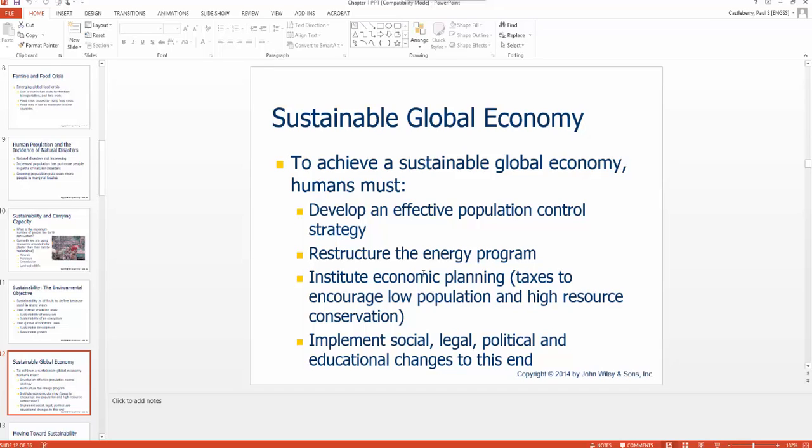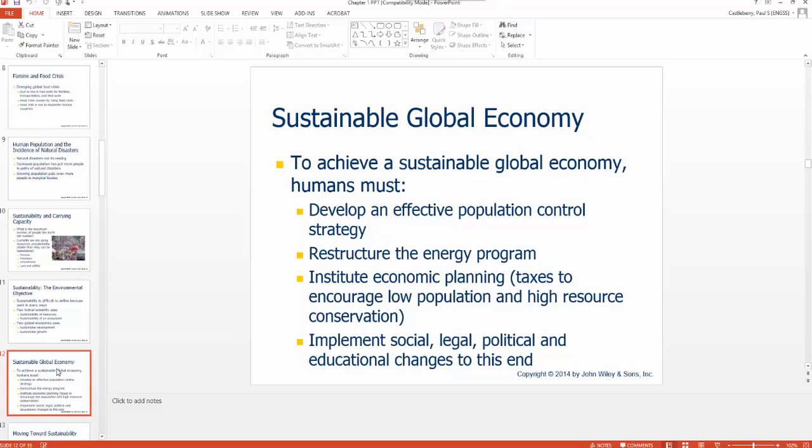Looking to completely restructure our energy programs, which has been looked at since at least the 60s and 70s. We can institute some economic planning, including a tax structure, for instance, that will encourage population control and wise use of resources. And then implement social, legal, political, and educational changes that help to maintain a quality local, regional, and global environment. Easy to say, but difficult to do.